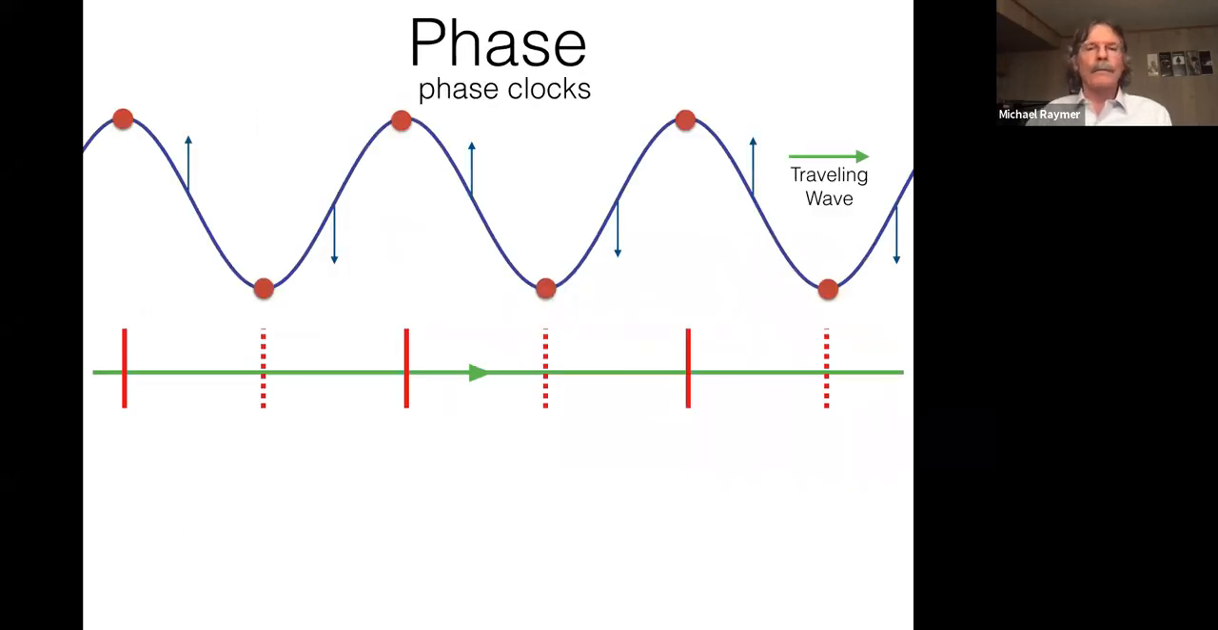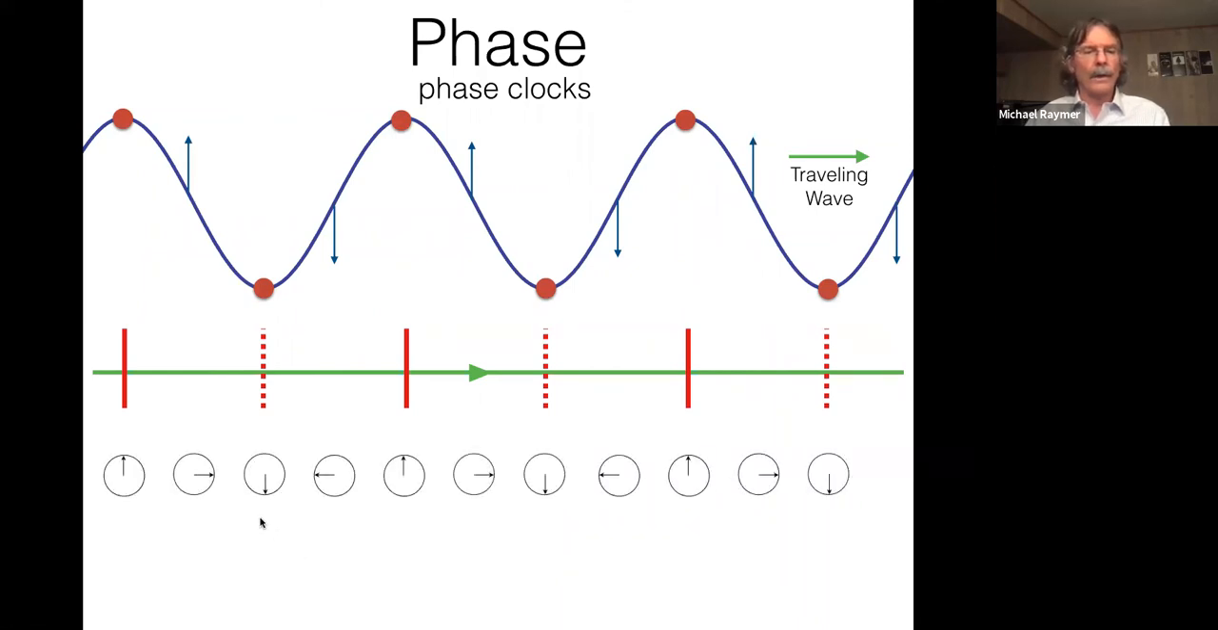Okay, so here we're going to illustrate the phase clocks. Okay, there they are. So this is defined to be zero phase. So the phase clock is pointing vertically. At this point in the wave, the phase clock has been rotated to 180 degrees, which is a change of sign from positive amplitude to negative amplitude, because zero is a line that goes through here.